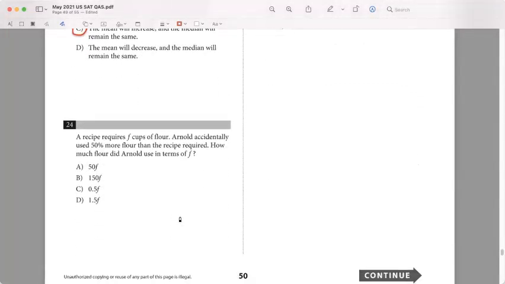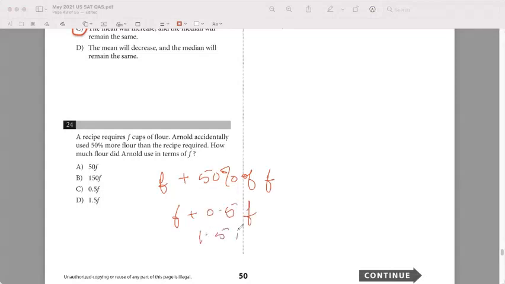A recipe requires F cups of flour. Arnold accidentally used 50% more flour than the recipe required. How much flour did he use in terms of F? So instead of F, he used 50% more, right? So that's F plus 0.5F, which is 1.5F. So he ended up using 1.5F, option D.